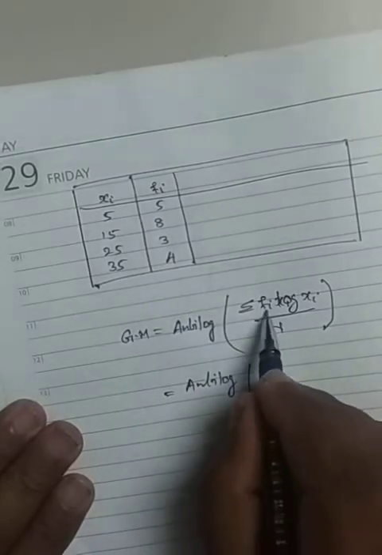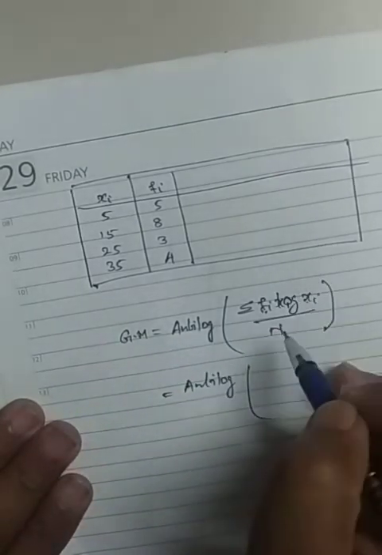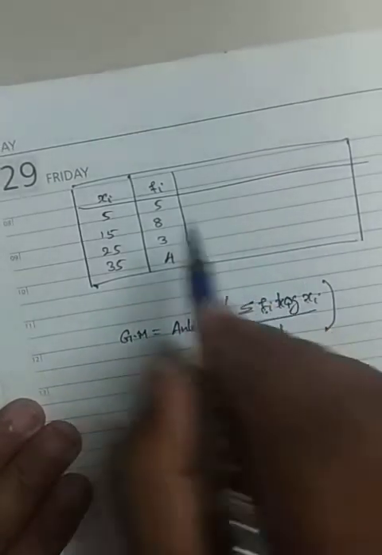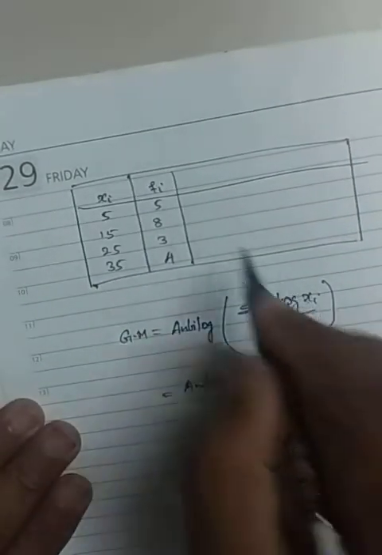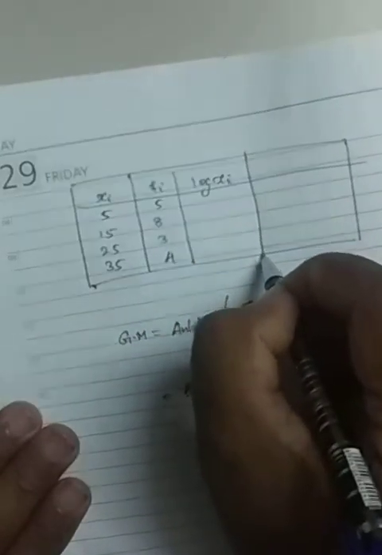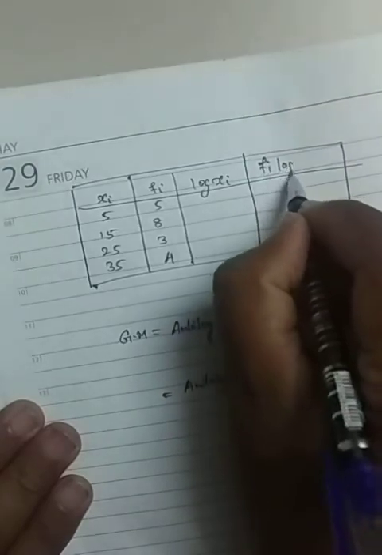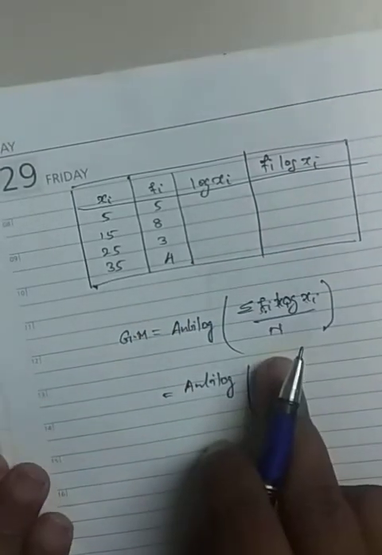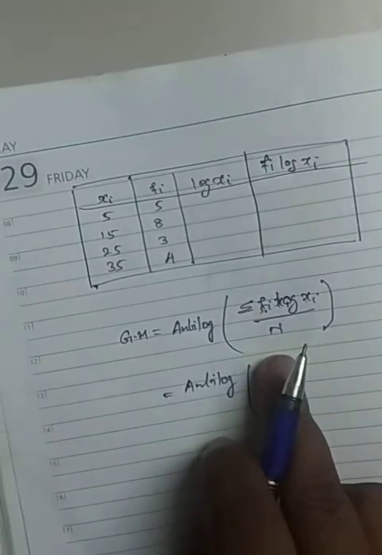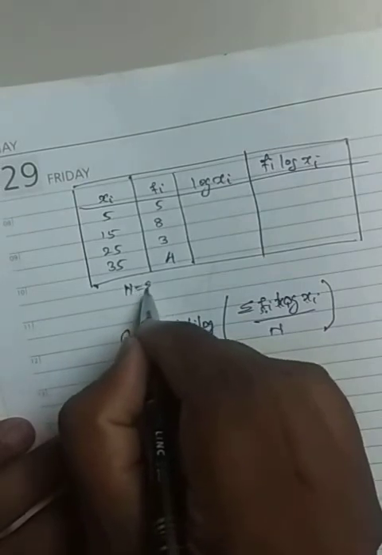We need to multiply fi into log xi. So here I have to take the log first. Xi should be there, so log xi. The next one, after log xi, we need fi into log xi. That is what we need here, that I am writing. And then I need n. What is the n value here? N is nothing but the summation of fi.